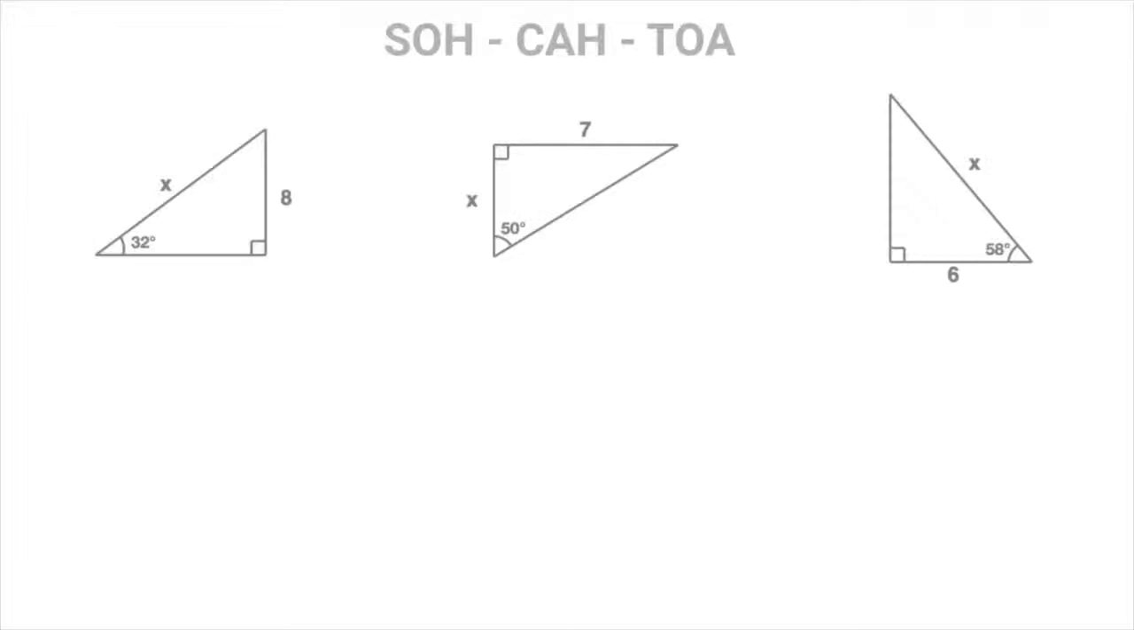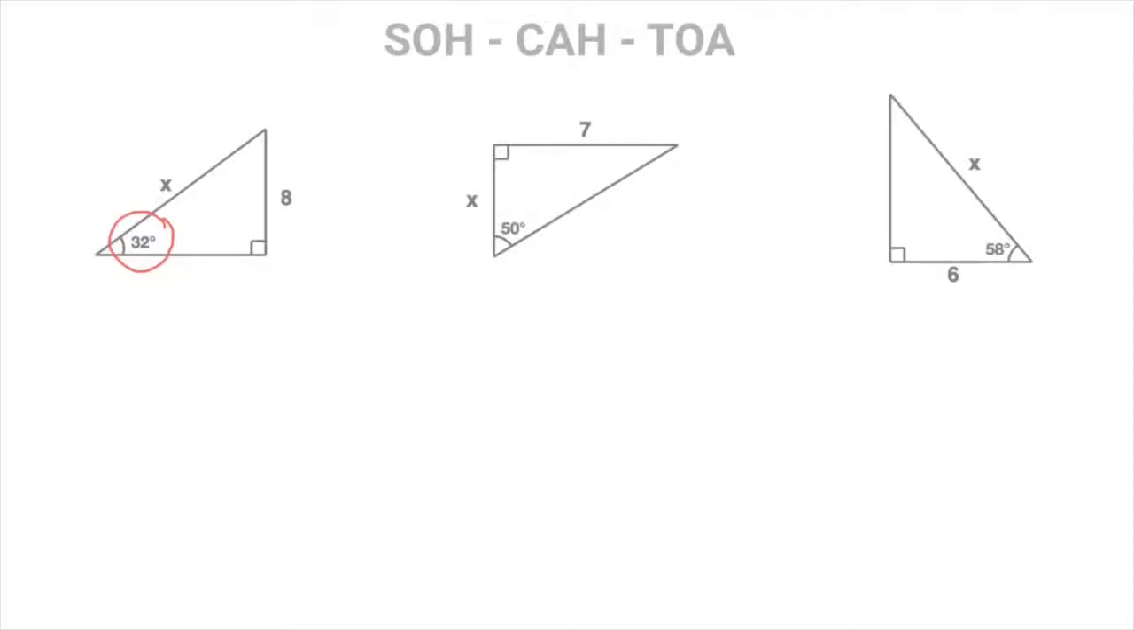So let's get started. Looking at this first triangle we have here, we need to find the unknown side length x, which is here. As always, the first thing we need to do when faced with this type of question is pinpoint the interior angle that we're given. And in this case, that's this 32-degree angle here.